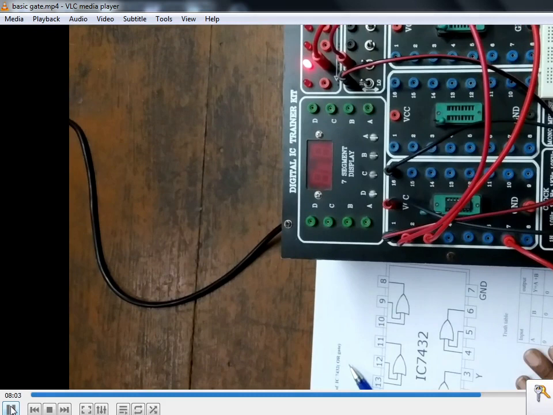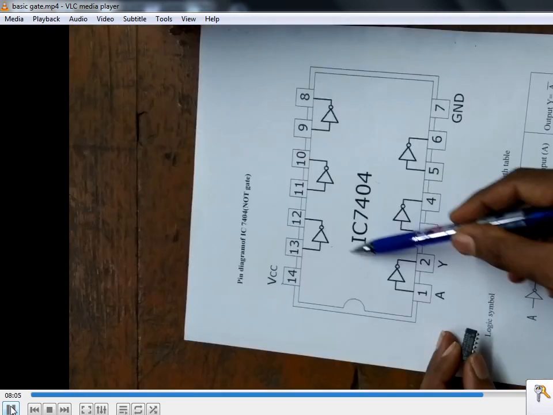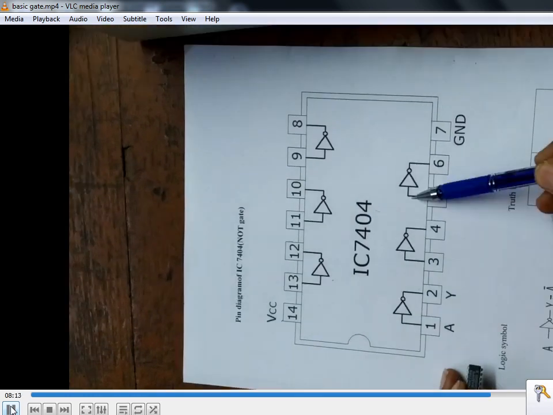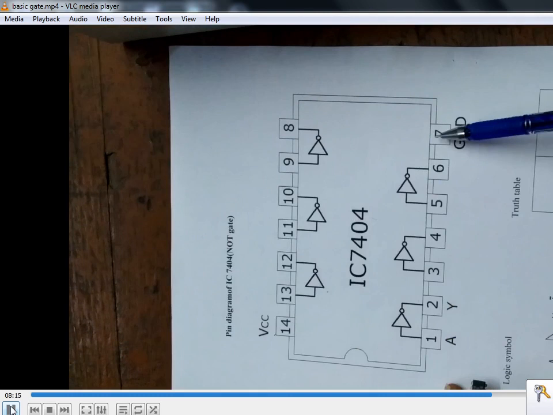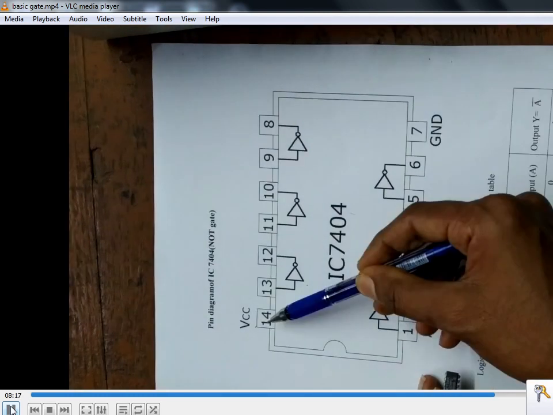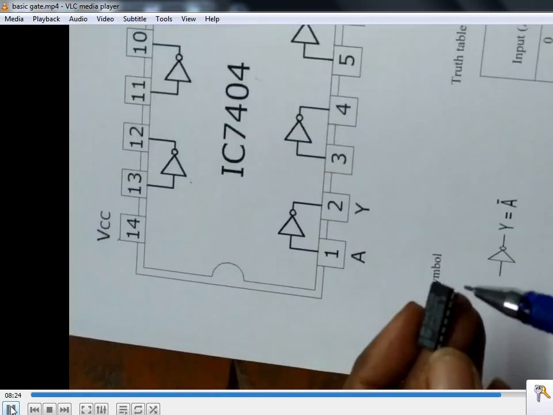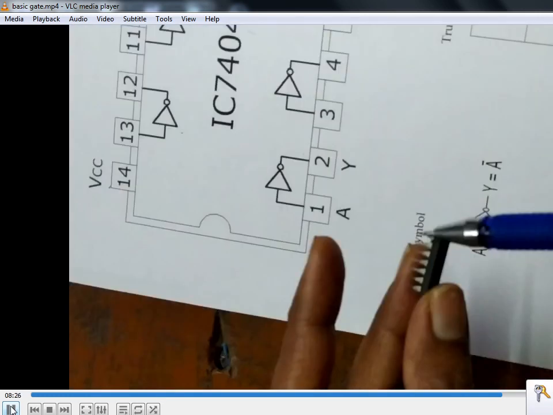This is IC 7404, the NOT gate. It has only one input and one output. Like that, 6 independent NOT gates are available here. Pin number 7 is connected to ground and pin number 14 is connected to plus VCC. So this is the notch. This is pin number 1, pin number 7, pin number 8, pin number 14.